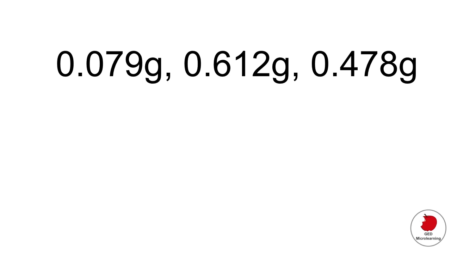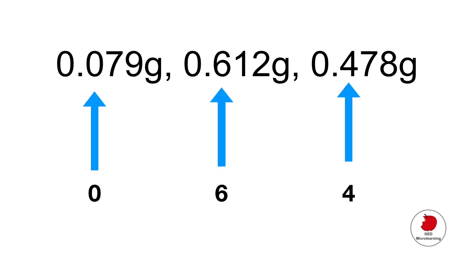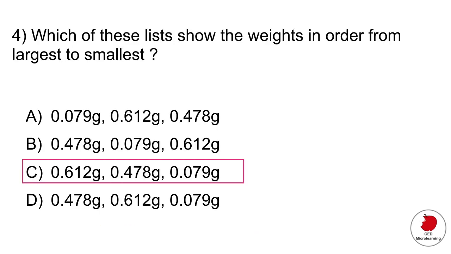you look at the number immediately to the right of the decimal point. In this case, the number to the right is a 0. In this case, it's 6. In this case, it's 4. So now it's very easy to know which one's the largest, right? That one's the largest, and that one's the smallest. So the correct answer here would be answer C.